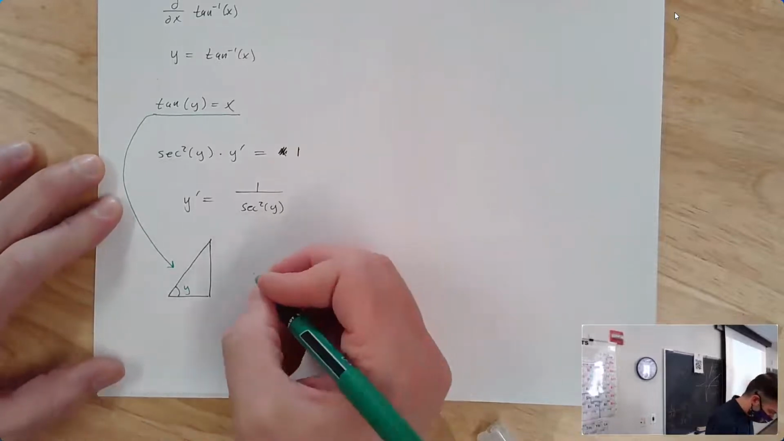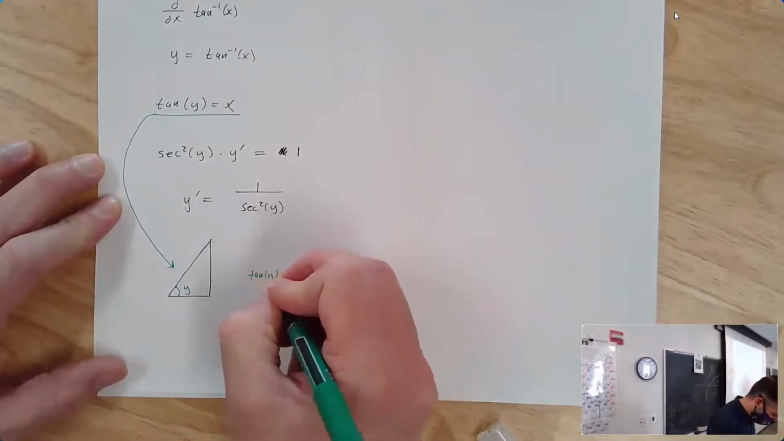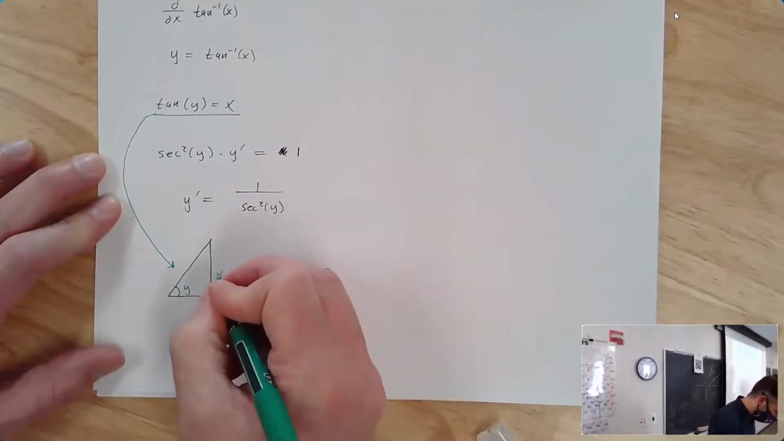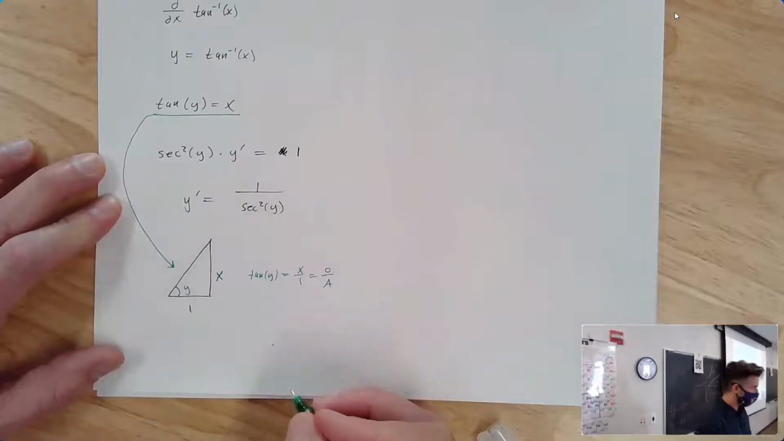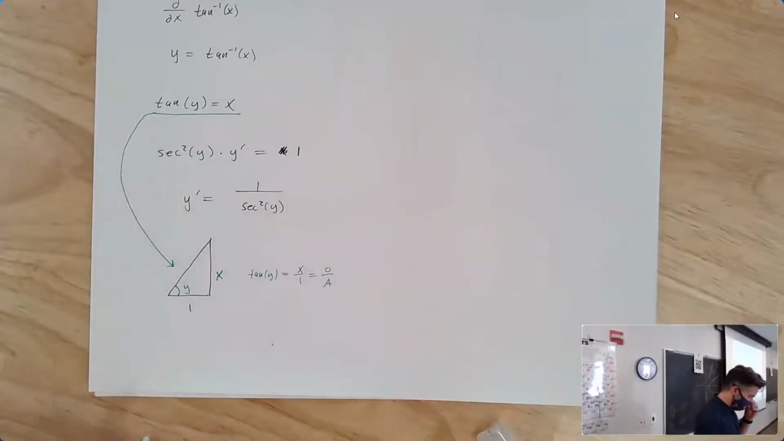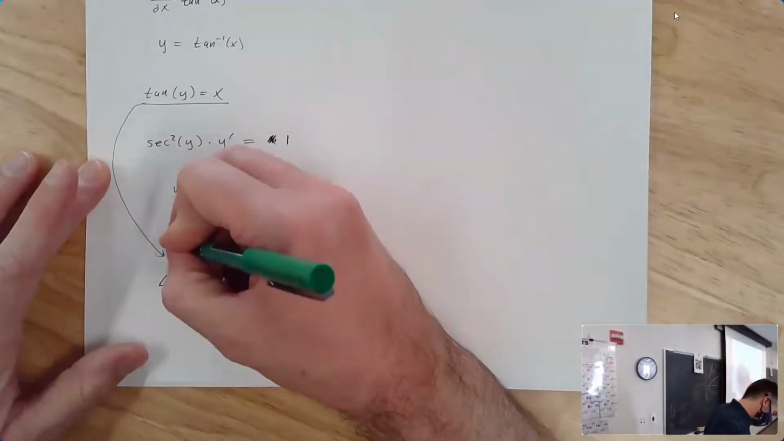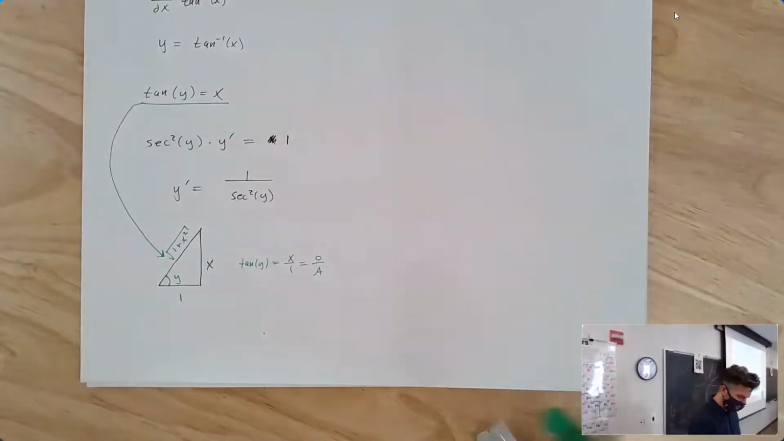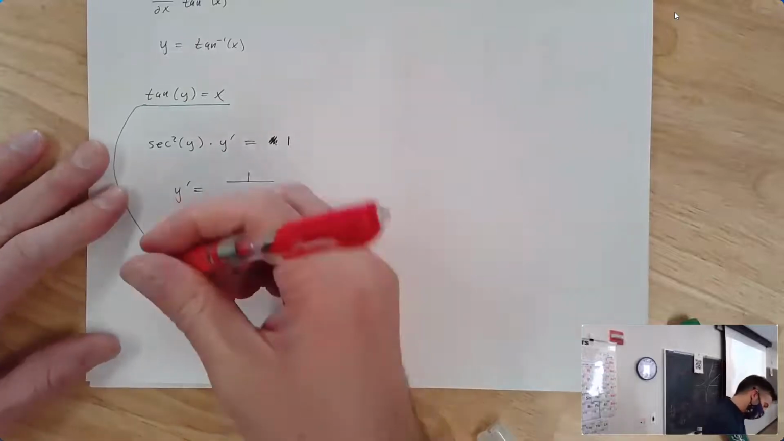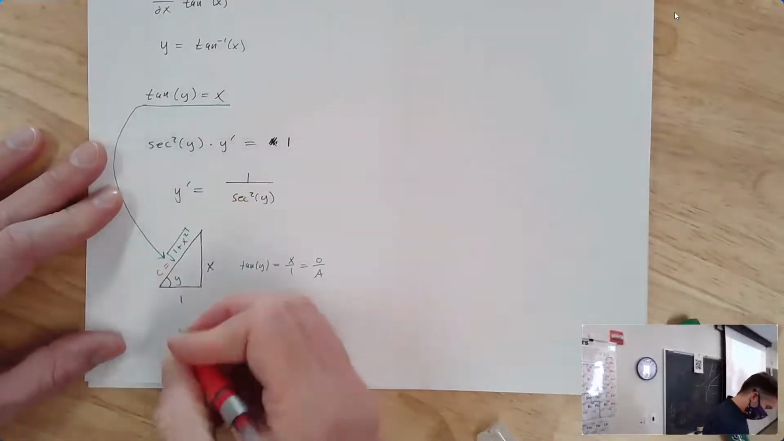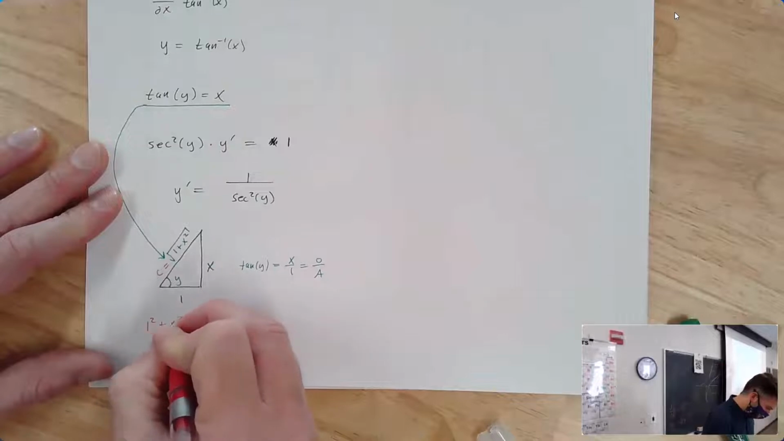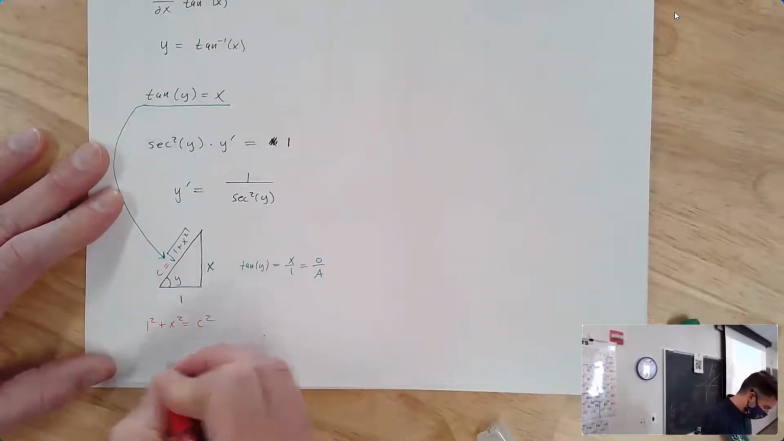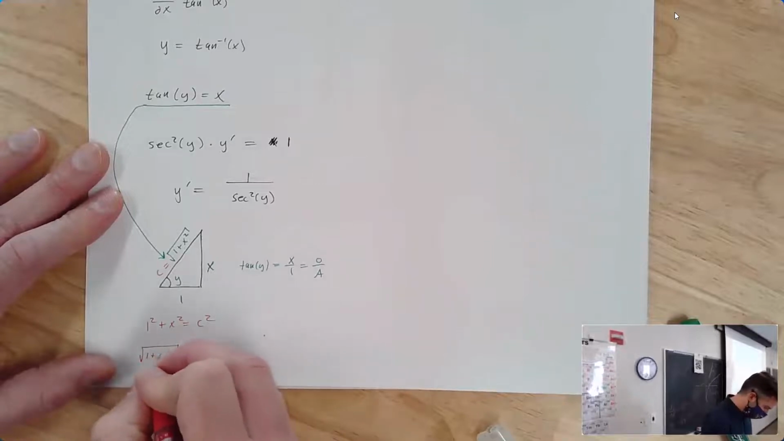But we know that tangent of y equals x over 1, and tangent is opposite over adjacent. And then we can find the third side, again, using the Pythagorean theorem. This third side is going to be the square root of 1 plus x squared. I can show the work. I'm going to call this third side c. I know that 1 squared plus x squared equals c squared. So literally just square root both sides. c is the square root of 1 plus x squared.